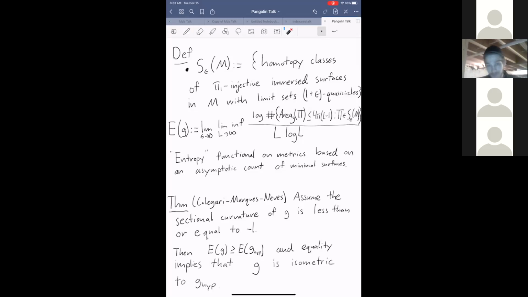They also prove rigidity in the case of equality, so that if you actually realize equality in this inequality for the entropy, then you have to be isometric to the hyperbolic metric. I don't really have time to talk about how this is proved, but I'll just say that the proof of the rigidity case uses the Rädler-Shaw theorem, and it's based on a pretty creative application of that.